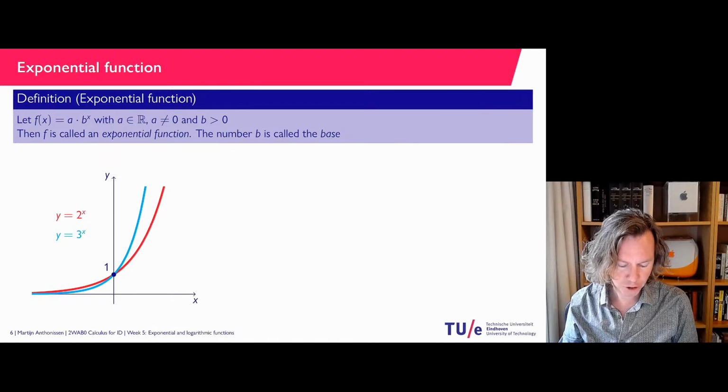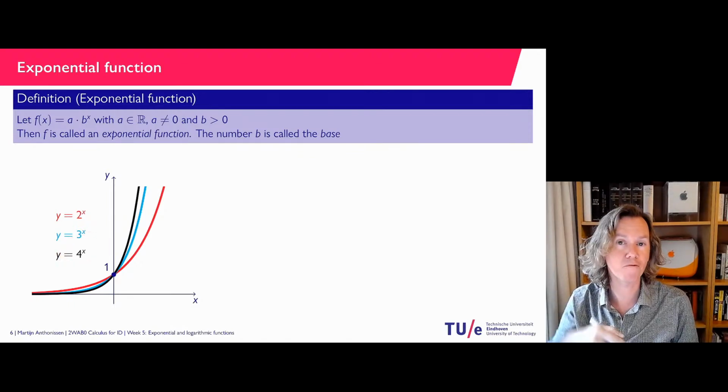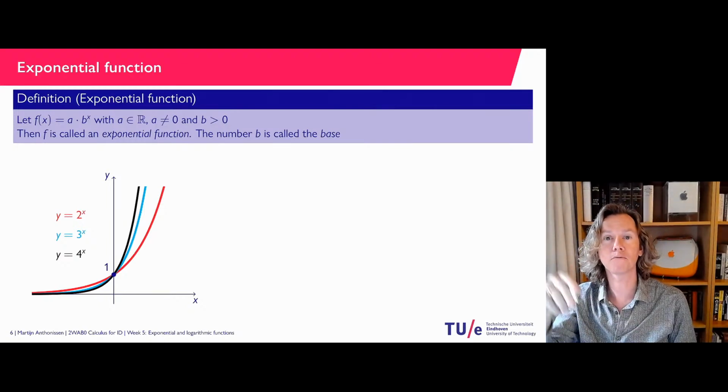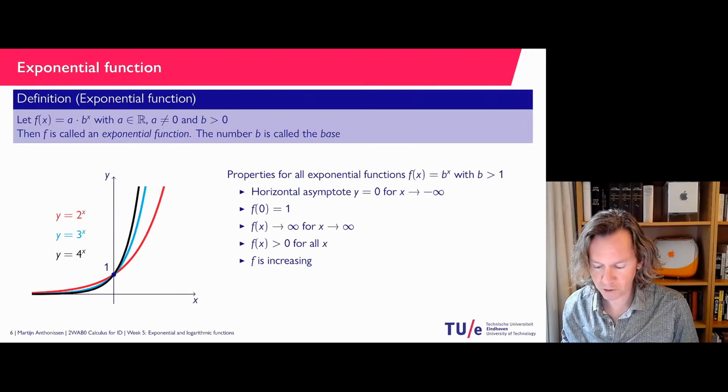Now, if you change this 2 to a 3 here, then what you see happening is that it will go up faster, like this. So you see that the blue is a bit below the red graph here, and it's above the red graph over there. And if you make it even bigger to 4, you see the same behavior. It goes up faster because 4 to the power 2 is 16 and 2 to the power 2 is only 4.